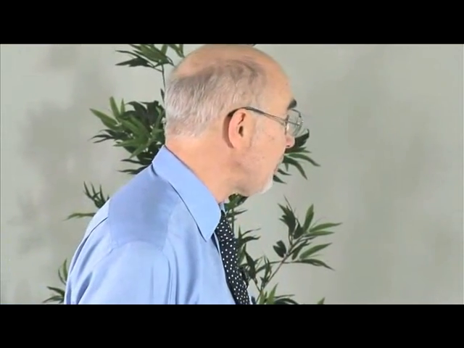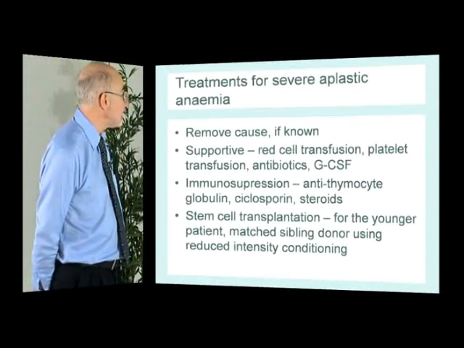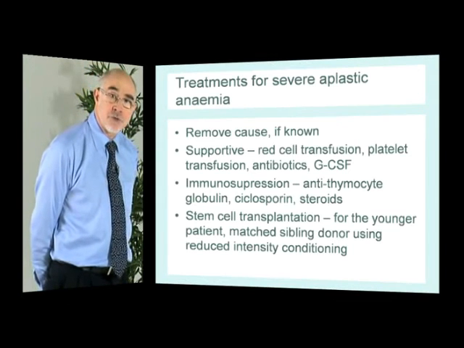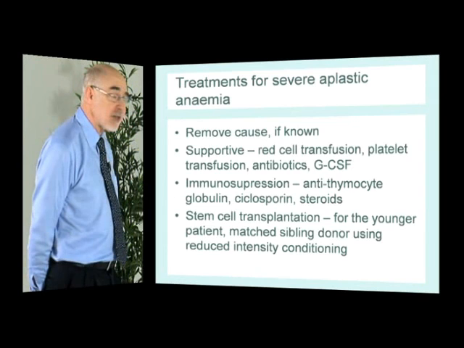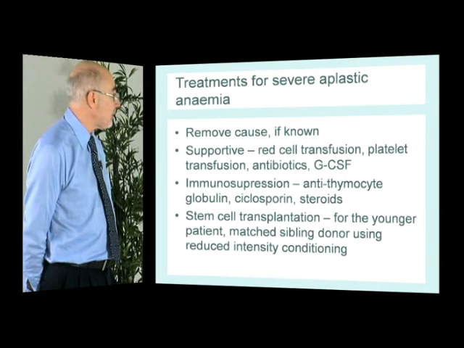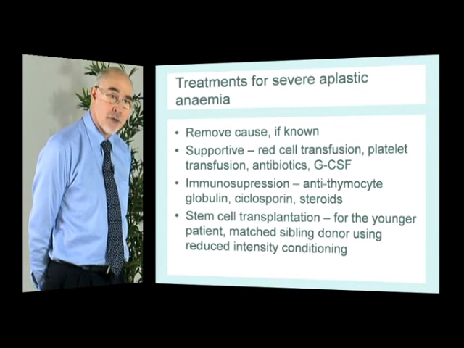That involves red cell transfusion for correction of anemia, platelet transfusion for symptomatic thrombocytopenia, particularly with a platelet count less than 10, antibiotic treatment for intercurrent infection associated with neutropenia, and GCSF treatment to help the neutrophils that are there work better. Immunosuppressive treatment, as already mentioned, with ALG, cyclosporin and steroids, and stem cell transplantation for the younger, fitter patient, particularly if they have a matched sibling donor. But remember, only 1 in 4 of our brothers or sisters will be a match for us.